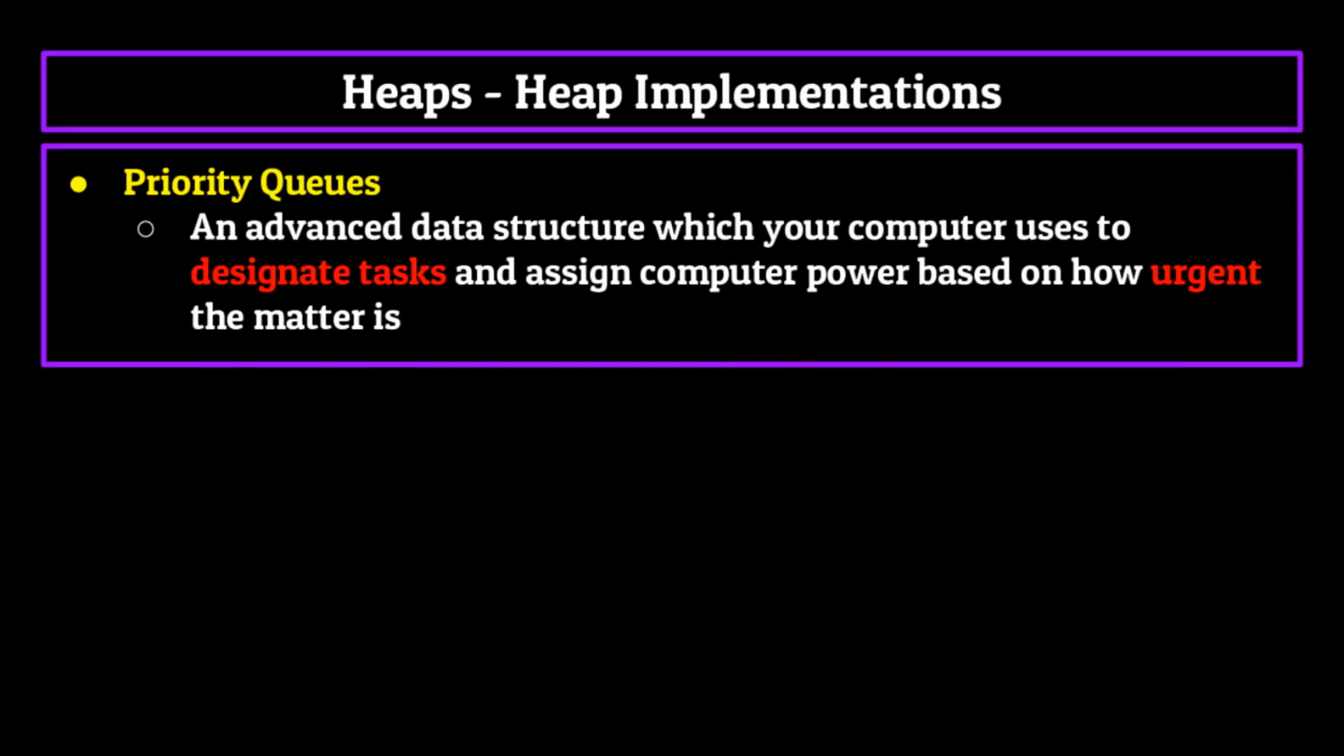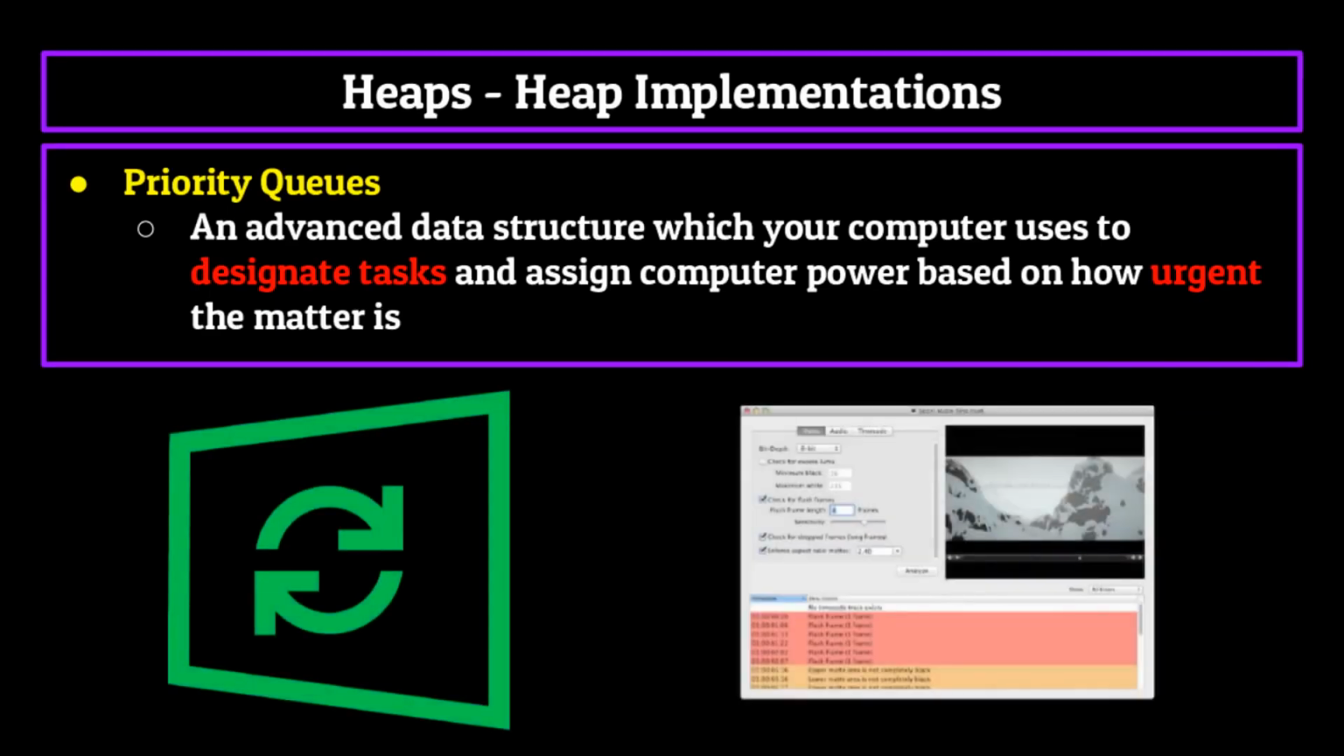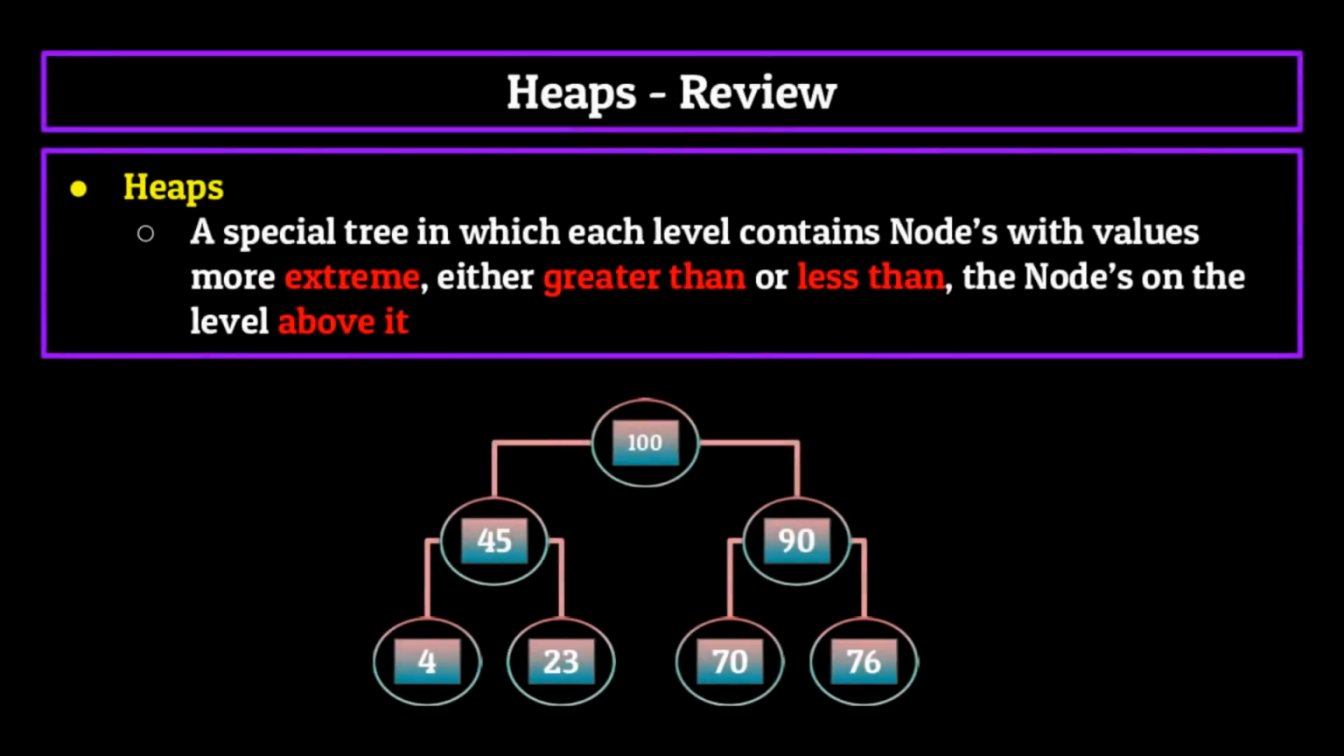In the same way, you wouldn't want your computer to update an application before it finishes rendering a video. Otherwise, your entire progress would be lost. Priority queues take care of all the task scheduling done by your computer, and the heap data structure is used as the backing system for it. And with that ends our discussion on heaps. To review, they are a special tree in which each level contains nodes with values more extreme, either greater than or less than, the nodes on the level above it.